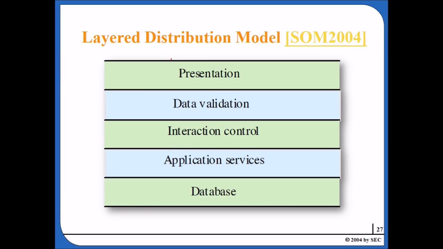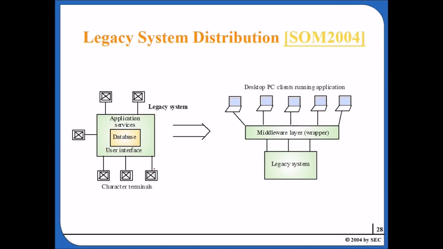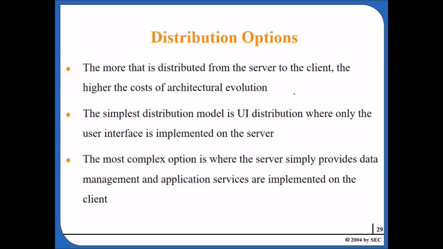And there has to be a layered distribution model like presentation, data validation, interaction control, application services, and database, right? And in legacy system distribution, you see the character terminals, the database, user interface, application services. So we have this desktop PC client running a program. This is how legacy systems work. Just have a middleware layer, a wrapper, and it provides the services to the clients.